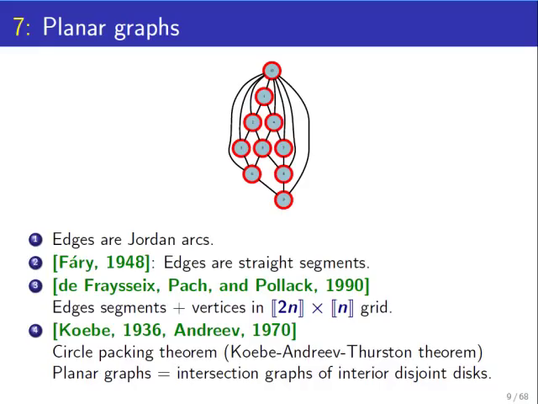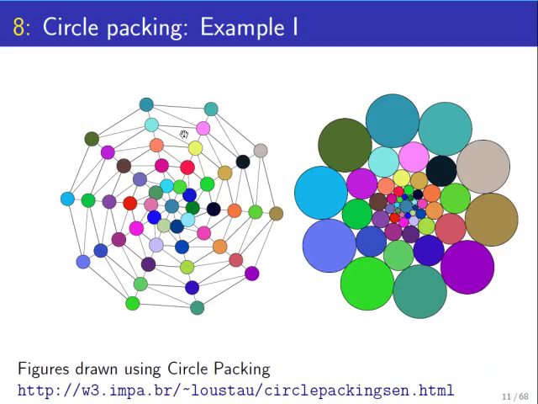And maybe the most striking result on planar graphs for our purposes is the fact that it can be drawn as a kissing graph of circles, also known as the circle packing theorem. So what do I mean by that? So the idea is that you give me a planar graph, like the one drawn on the left, and I want to realize it as a set of circles or disks. I'm going to use the two words interchangeably in this talk.